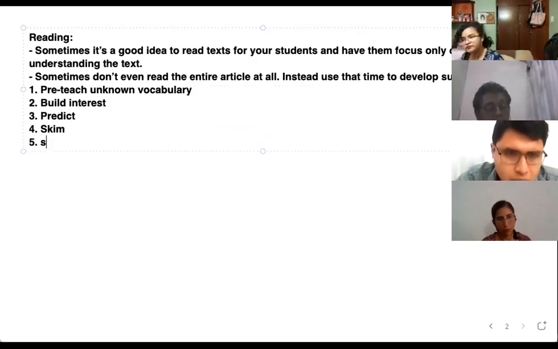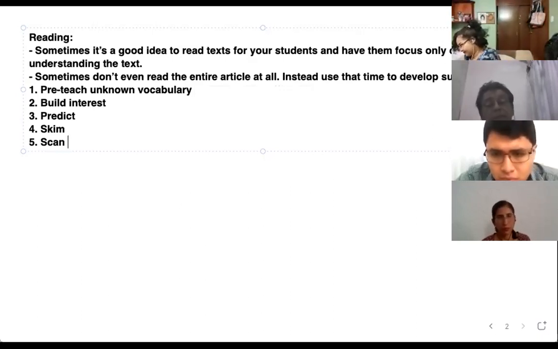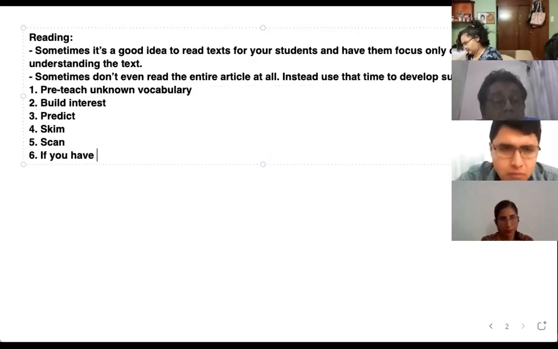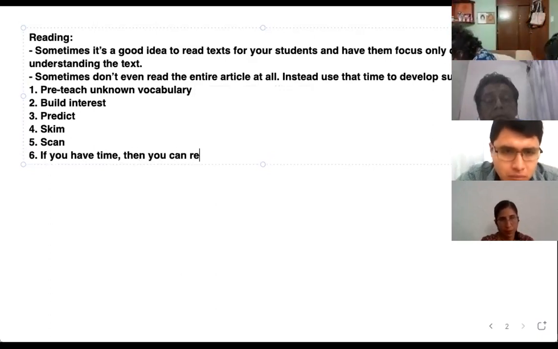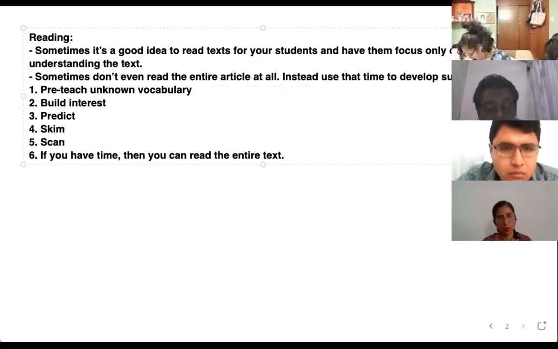Then you can tell them to scan. All right, guys, I want you to find this word for me. The first person to find this word gets an extra point. And they find the word. Oh, they're looking for the word. Boom. And then at the end, if you have time, then you can read the entire text. But you should practice these skills so they can develop them, because they will help them a lot on real tests.